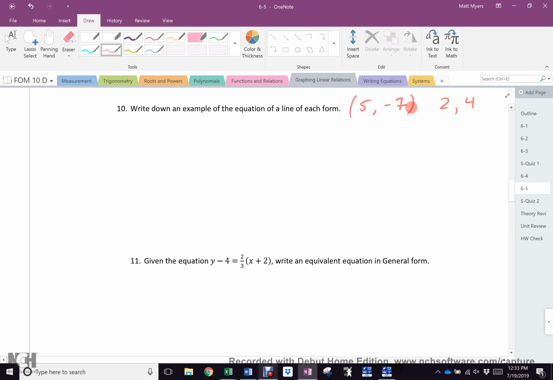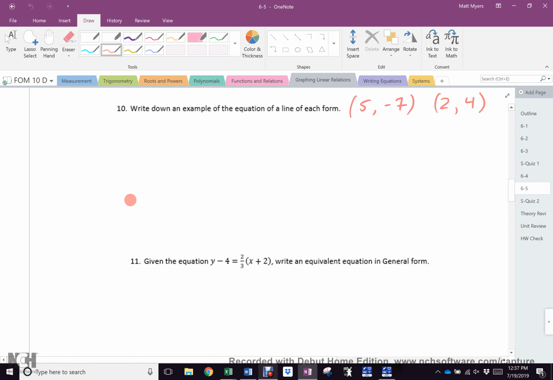Those are your 2 points. I need 3 equations. You decide how to approach that. Think of everything you know about forms, about algebra. Talk to your neighbor. See if you can figure it out.